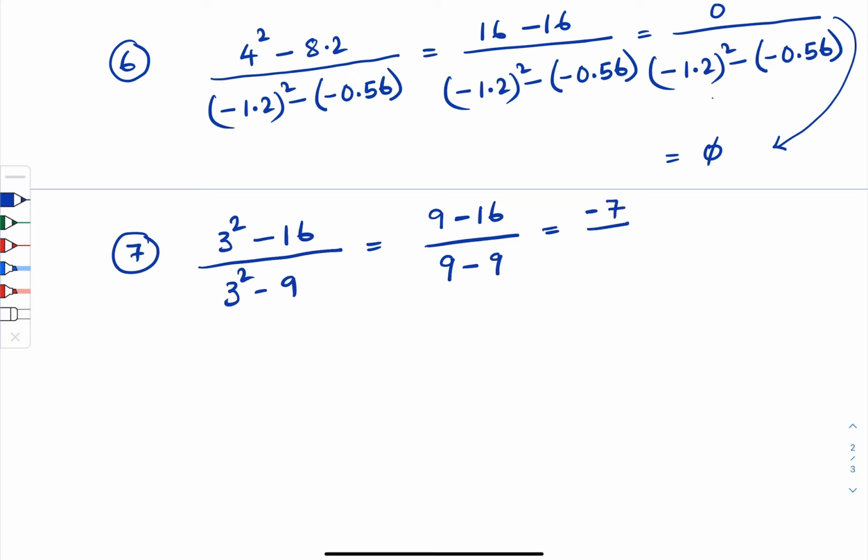But 9 minus 9 at the bottom is actually 0. And here's the interesting thing. Whenever you have anything, it doesn't matter what, divided by 0, when 0 is sitting in the denominator by itself, then this entire thing is undefined. So whenever you have 0 sitting at the bottom of any fraction, it's going to be undefined. It doesn't matter what's on top. So don't let the negative 7 confuse you.